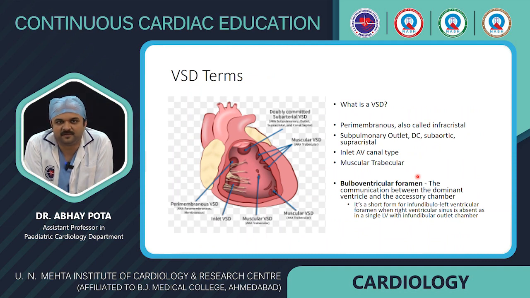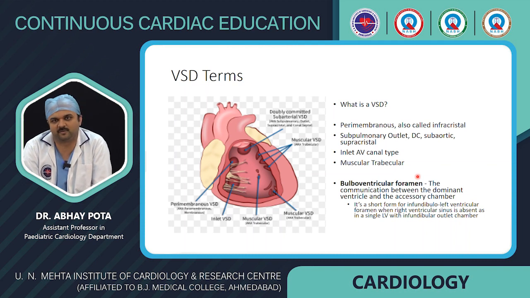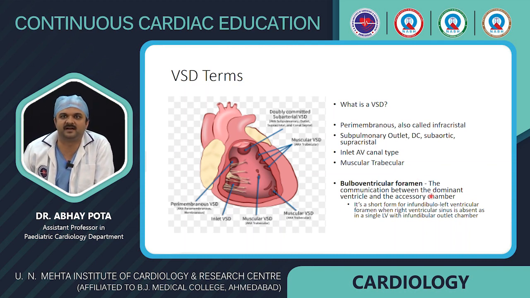VSD, this is very important. What is a VSD? VSD is basically ventricular septal defect. So it is interventricular septal defect. There has to be two ventricles to call it a VSD. So there is a term called bulboventricular foramen. What is bulboventricular foramen? Bulboventricular foramen is not VSD. Bulboventricular foramen is a communication between the dominant ventricle and the accessory chamber.